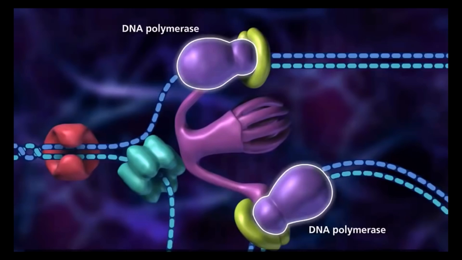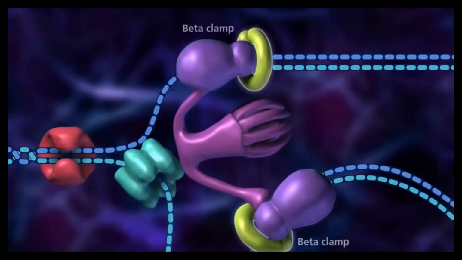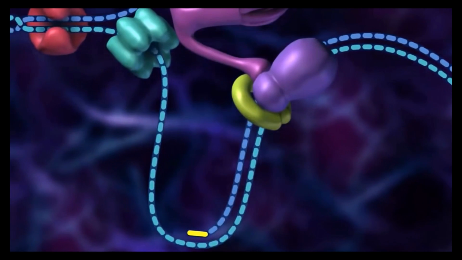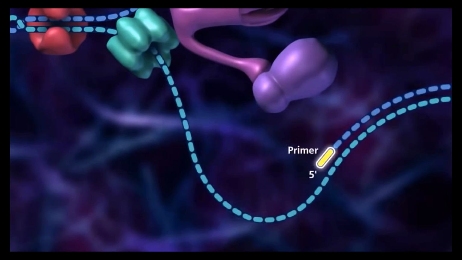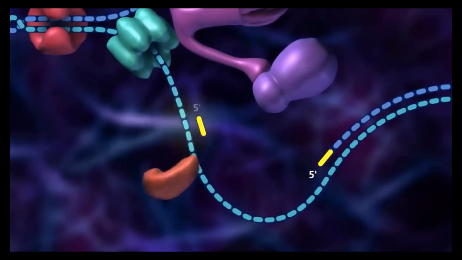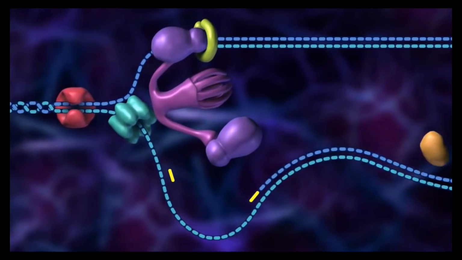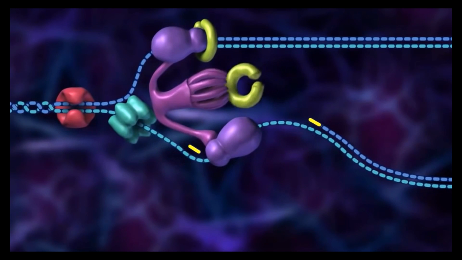Once the replication fork is stable, DNA polymerase catalyzes the addition of new nucleotides to the growing daughter strand. Other proteins such as beta clamps and the clamp loader help hold the DNA polymerase in place on the DNA. Short sequences of RNA called primers have to be paired to the template strands by the enzyme primase because DNA polymerase cannot begin to add nucleotides without a primer. Replication of both strands occurs at the same time. One is continuously synthesized and the other discontinuous.